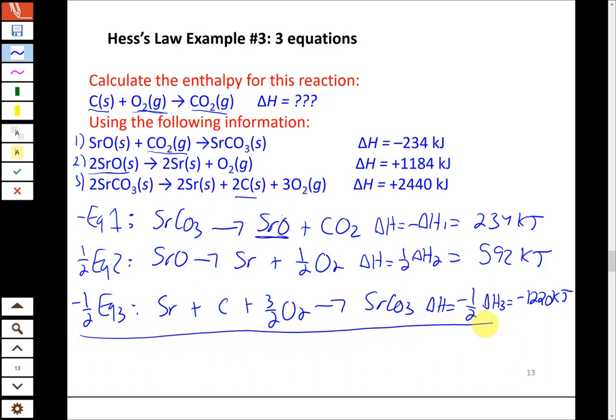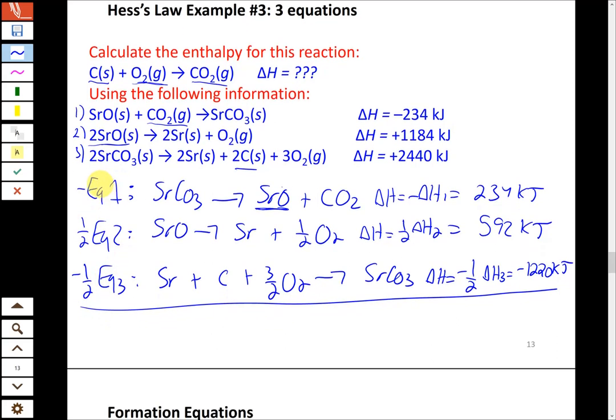In this case, we had to modify all 3 of them. We had to flip the first, multiply the second by 1/2, flip the third, and multiply by 1/2. Now we can check that everything adds up. So strontium carbonate, which is here, cancels out on the right side of the arrow over there. As we already talked about, strontium oxide cancels out. That's why we arranged equation 2 the way that we did. And then strontium, Sr, here.